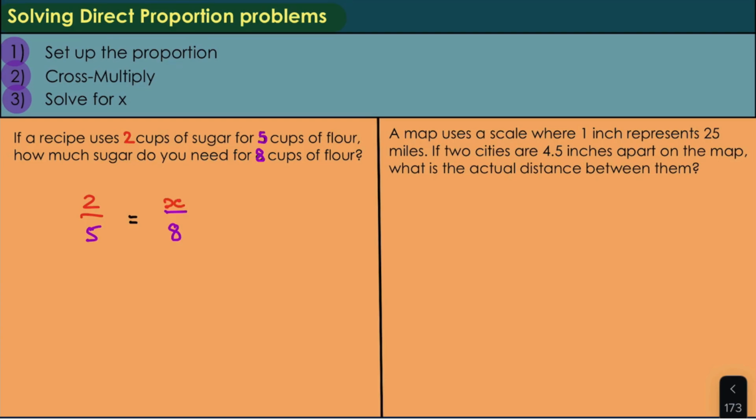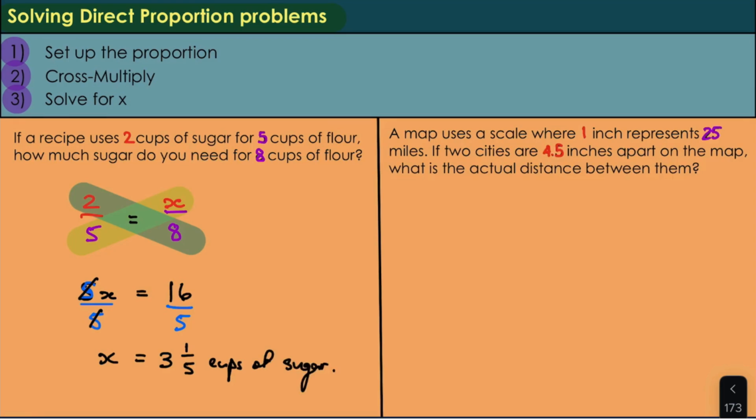Now we can cross multiply. Last, we solve our equation. The coefficient of x is 5. We divide by 5 on both sides. 5's cancel, x comes down, and our final answer is 3 1/5 cups of sugar.